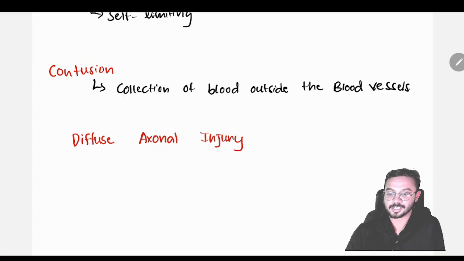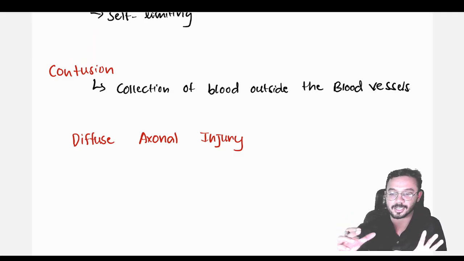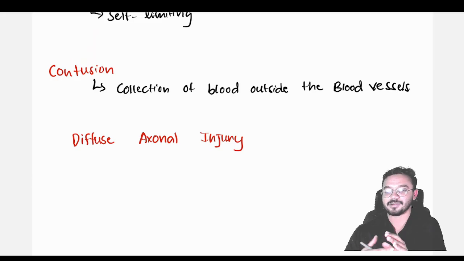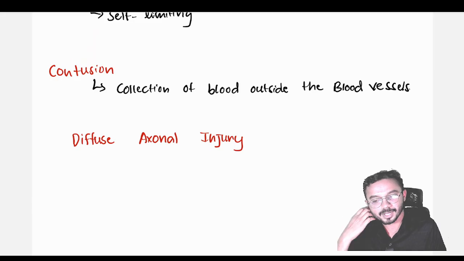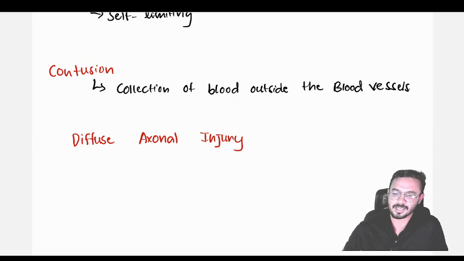This is about concussion. Concussion is nothing but violent jerking or shaking movements of the brain, so that is known as concussion. Contusion, there is a blood accumulation outside the blood vessels. Okay, this is about contusion. This is also self limiting. If anybody gives a punch over here or over the ear, we will get a bruising over here, and it's self limiting. So this is about contusion.